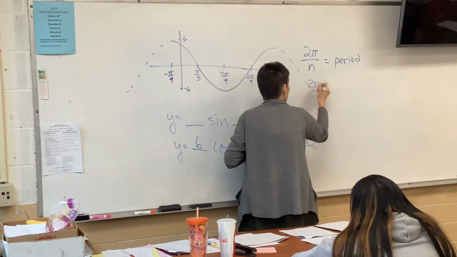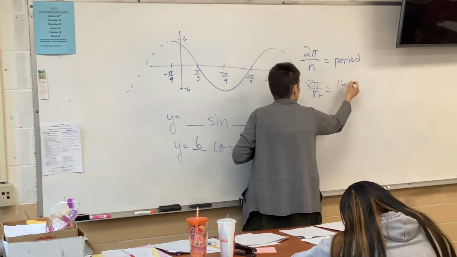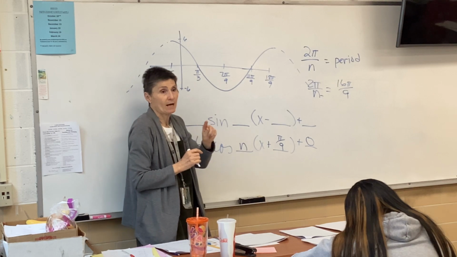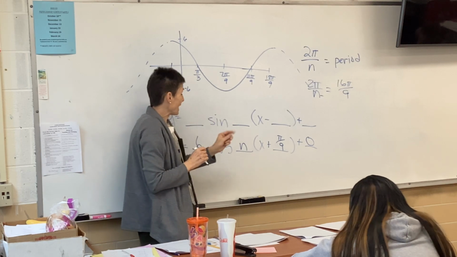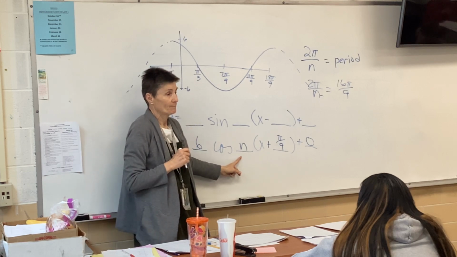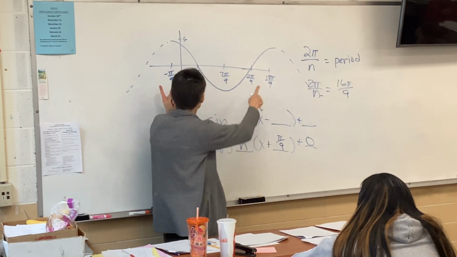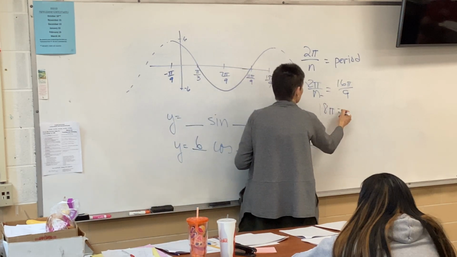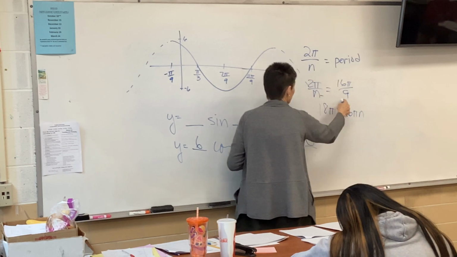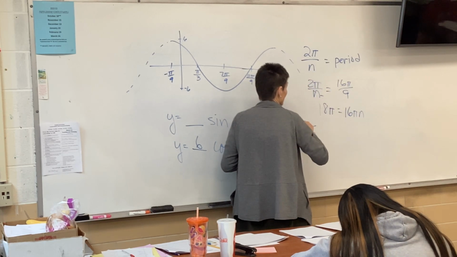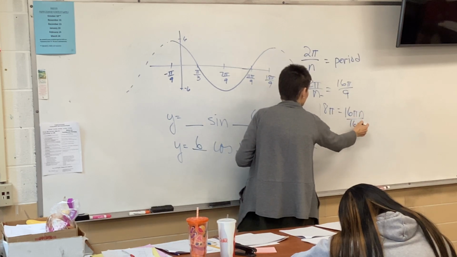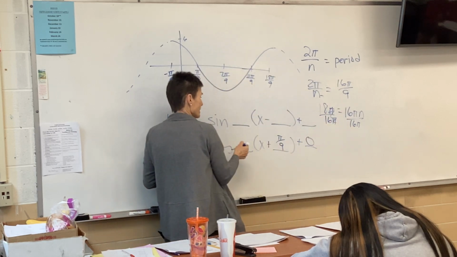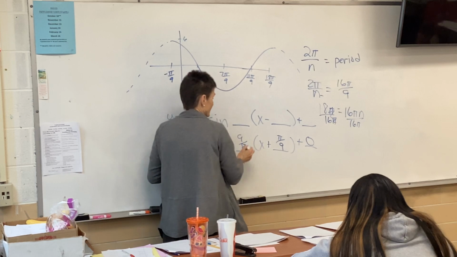So 2 pi over n equals 16 pi over 9. In every equation of a sine or a cosine, 2 pi divided by this number gives you your period. I know my period is 16 pi over 9, so I'm figuring out what I divided by. So 18 pi equals 16 pi n, cross multiply. I'm solving for n, so I'm going to divide by 16 pi. So what did I get? 9/8? Does that seem right to you?